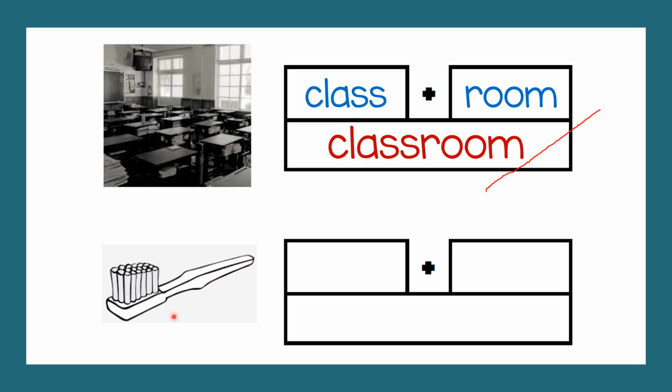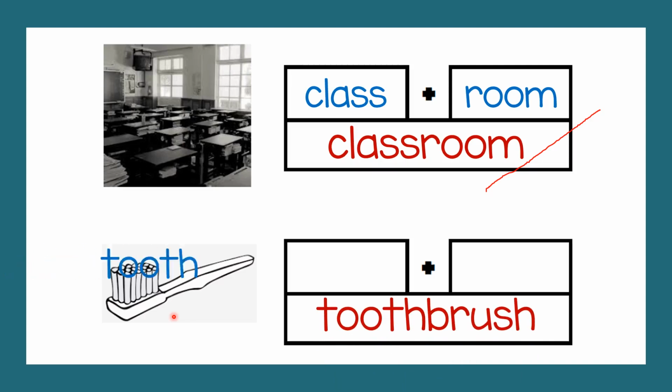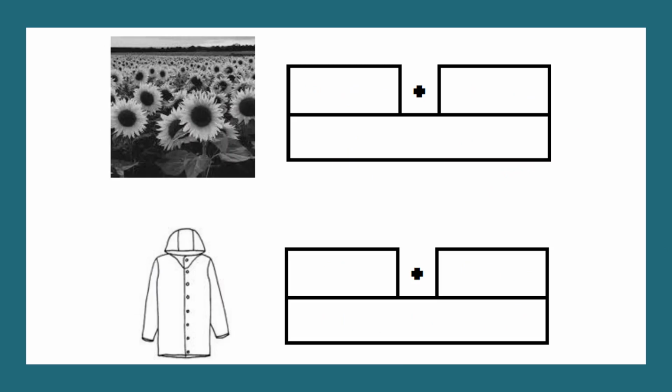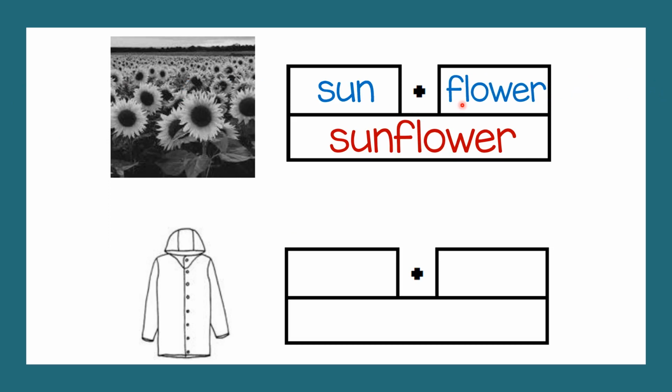Next word. What is this? You use this every day. This is a toothbrush. Now, what are the nouns that make up toothbrush? Tooth and brush. Again, another tick if you got that correct. What is this picture? It's a sunflower. Now, what are the nouns that make up sunflower? Sun and flower. Another tick if you got that correct.